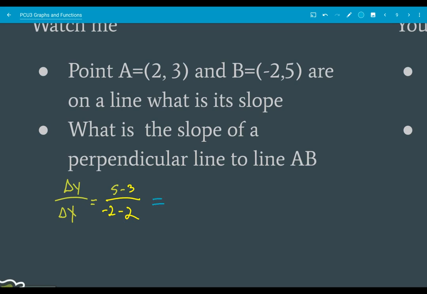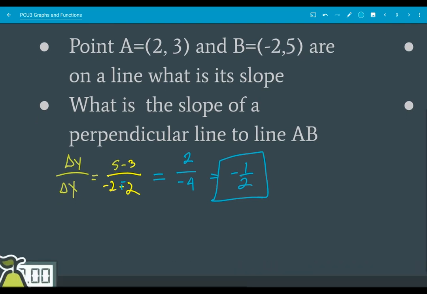So now we have to simplify. So that's 2 over negative 2, add the opposite over negative 4. So negative 1/2 is our slope. And then what is the slope of the perpendicular line to AB? So m1 is equal to negative 1/2. I'm going to take the negative reciprocal. So I'm going to say m2 is positive 2. And then remember, I have to take the check. So negative 1/2 times 2 equals negative 1. I get negative 1 equals negative 1. Thus, perpendicular.